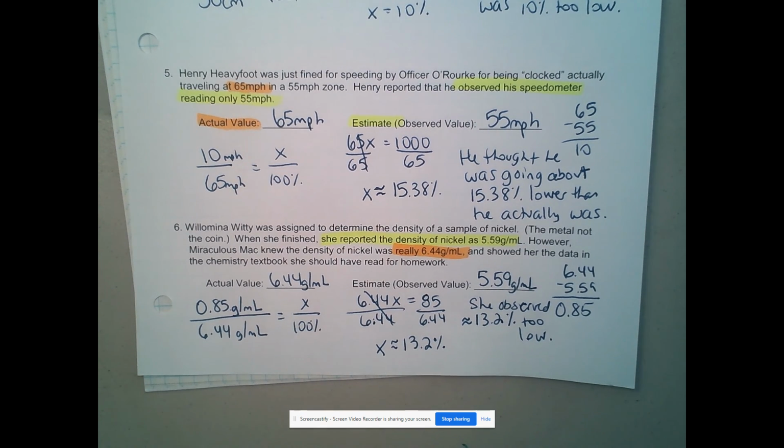All right, so solving the proportion, not terribly difficult. Setting up the proportion, really going to be based on you reading the question and figuring out the difference between what is the actual value and what is the observed value, or the estimated value, however you want to put it. And then you solve it and you write an answer in words.